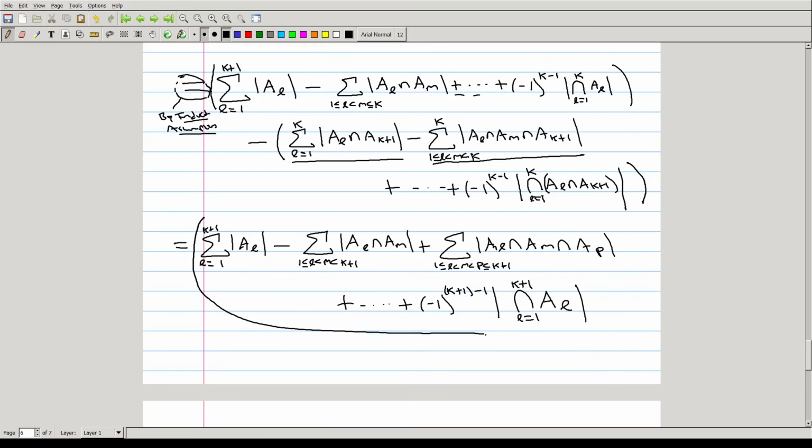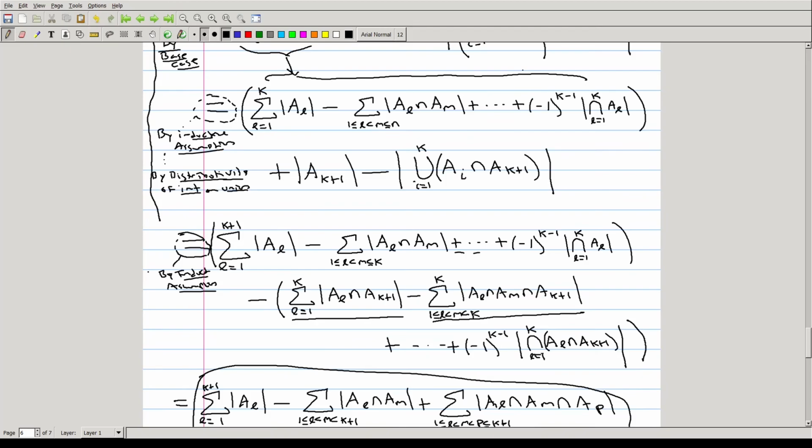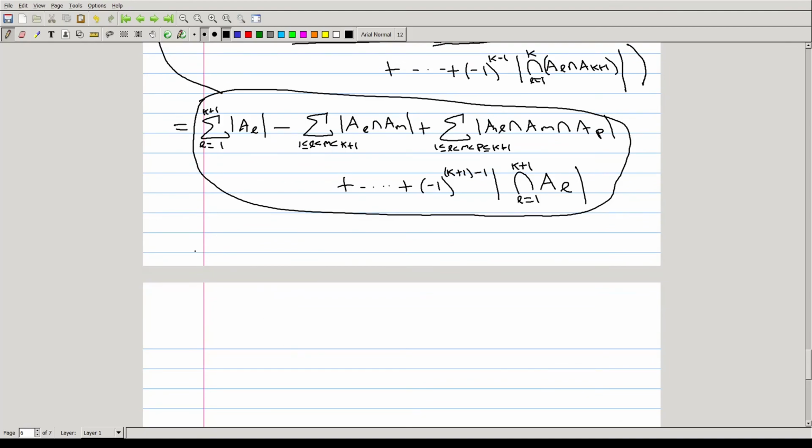And what's amazing here is that we've shown then that this is equal to this, and essentially now what we've shown is that if p of k is true, then p of k plus 1 is also true, because this equality is the statement p of k plus 1, and we've used only the statement p of k to prove this. So we can then conclude the general inclusion-exclusion principle.